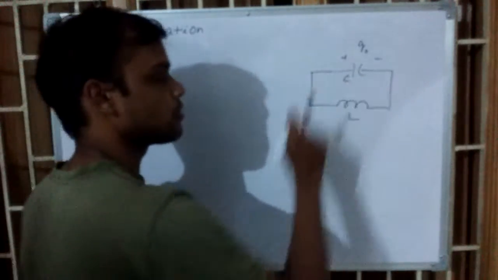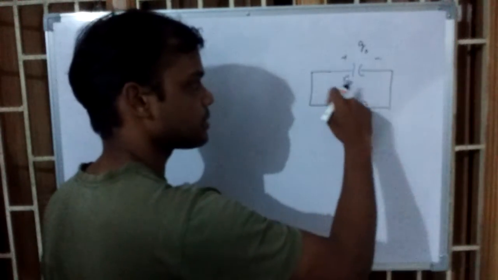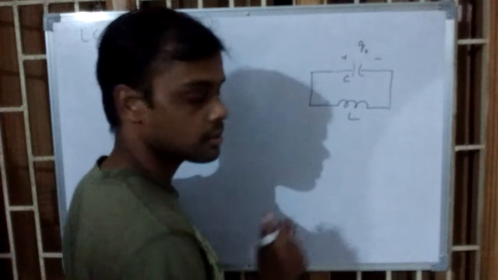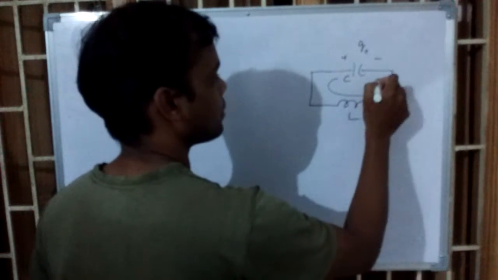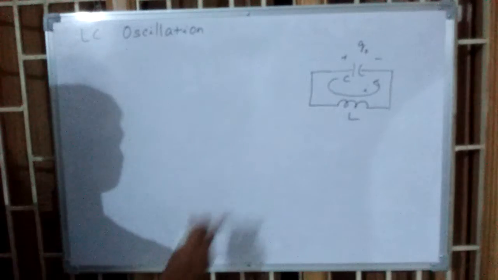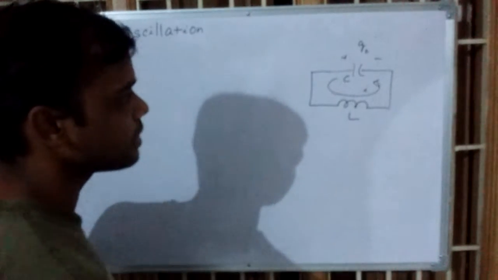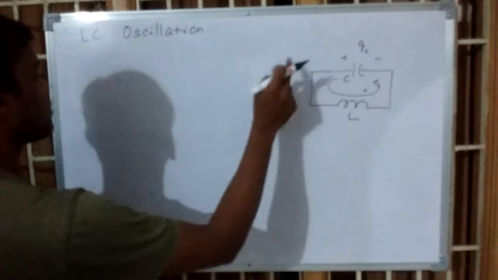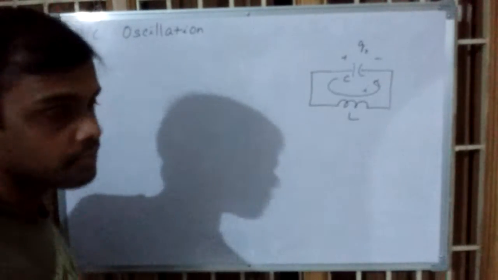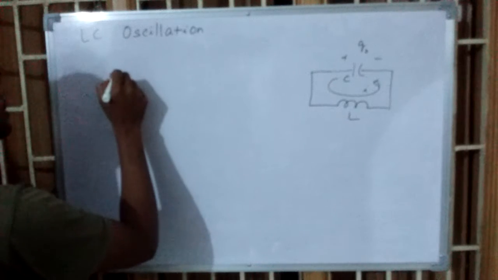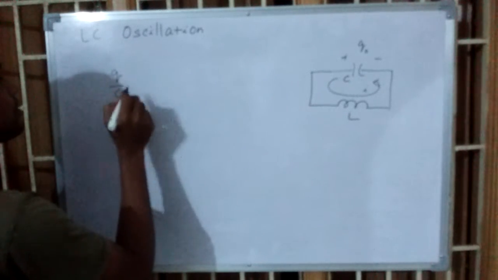Since the capacitor is already having some charge, it will start supplying current to the circuit. Then the current will be flowing in the circuit. Now let us write down the equation using KVL, Kirchhoff's loop rule or Kirchhoff's voltage law. First of all, what is the voltage supplied by the capacitor? At any instant, the voltage supplied by the capacitor will be Q by C.